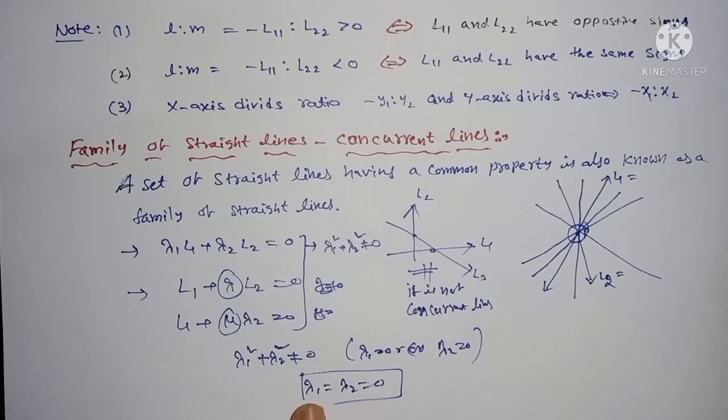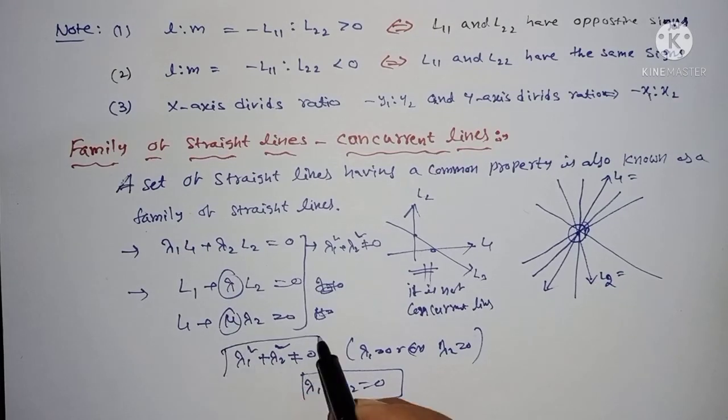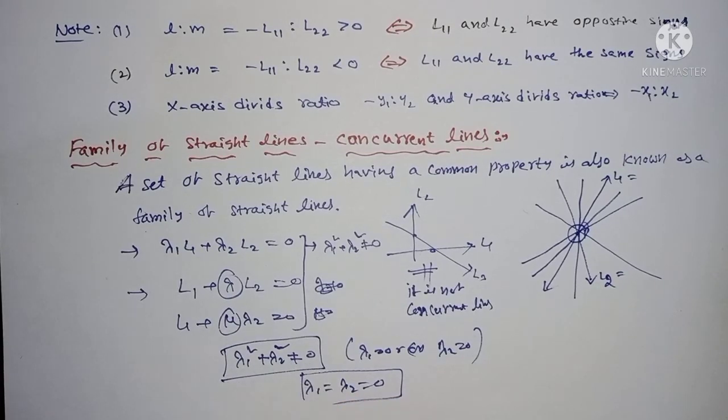Therefore there would be no meaning. If lambda 1 is equal to 0 and lambda 2 is equal to 0, there are no intersecting lines. This is the condition I am taking, lambda 1 square plus lambda 2 is not equal to 0. This is the intersection of the concurrent lines.